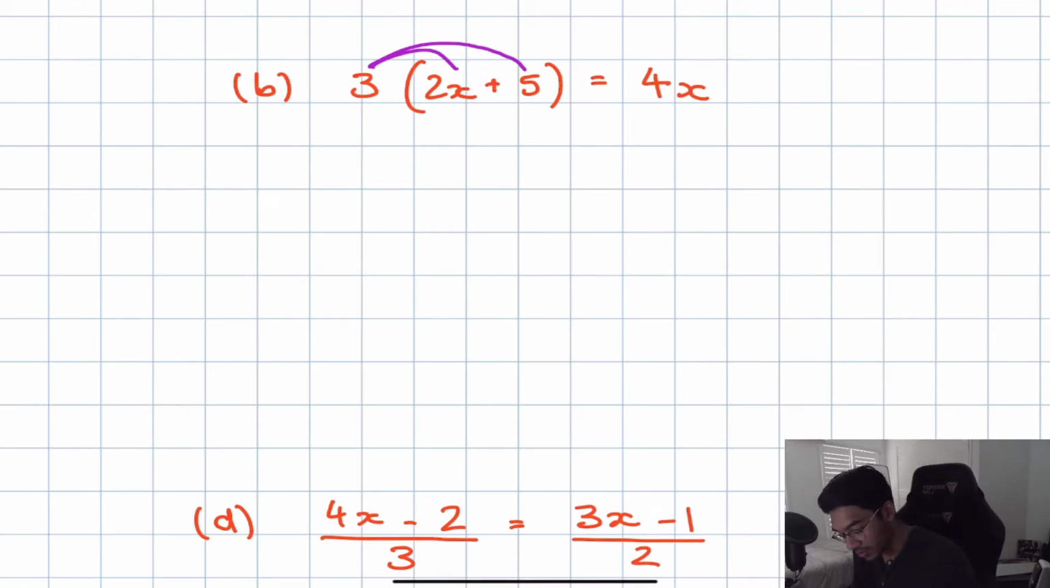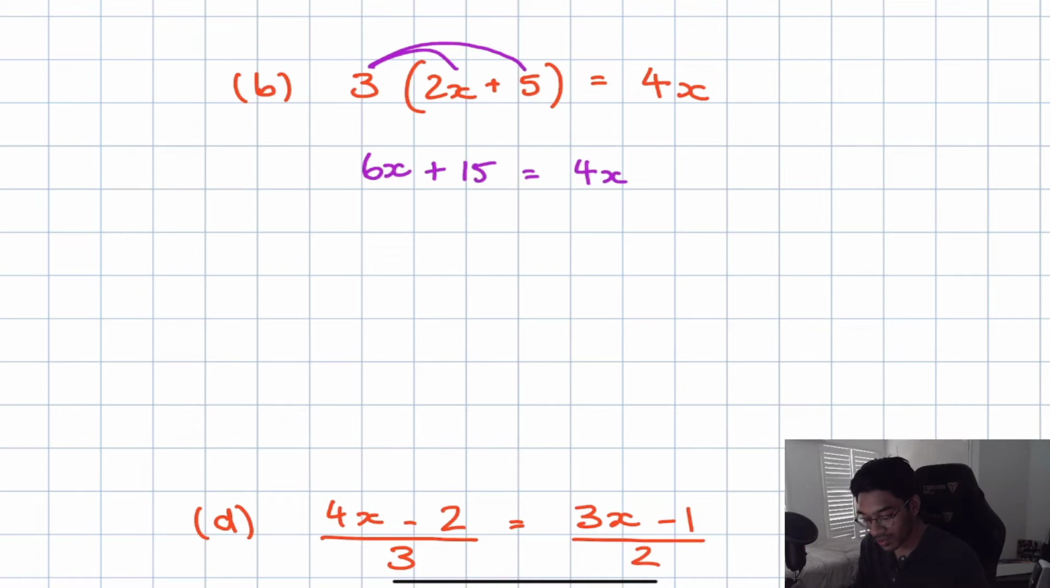But, so what I'm going to do is 3 times 2x. You can put it in your calculator if you want, but I know it's 6x. So that's that one there. And then 3 times positive 5 is 15. So I'm left with 6x plus 15 is equal to 4x.